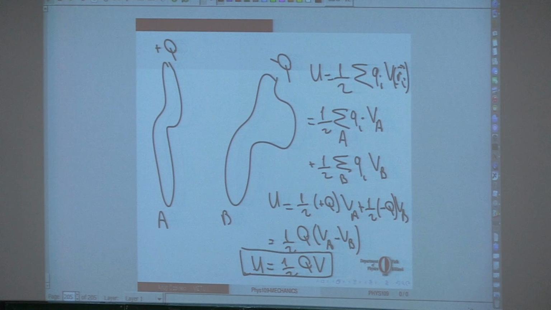Now, of course, in your book you don't have this derivation. You have a different derivation. So now let's see how we can derive it using the derivation of the book.